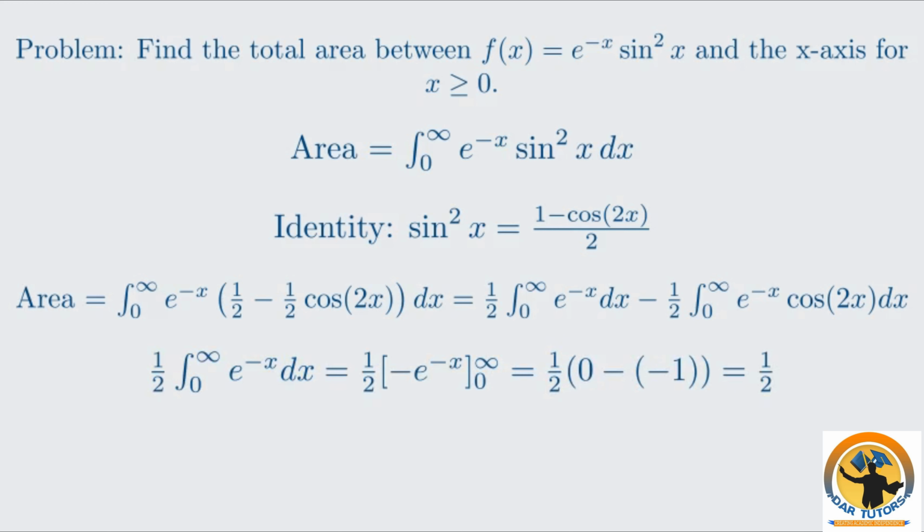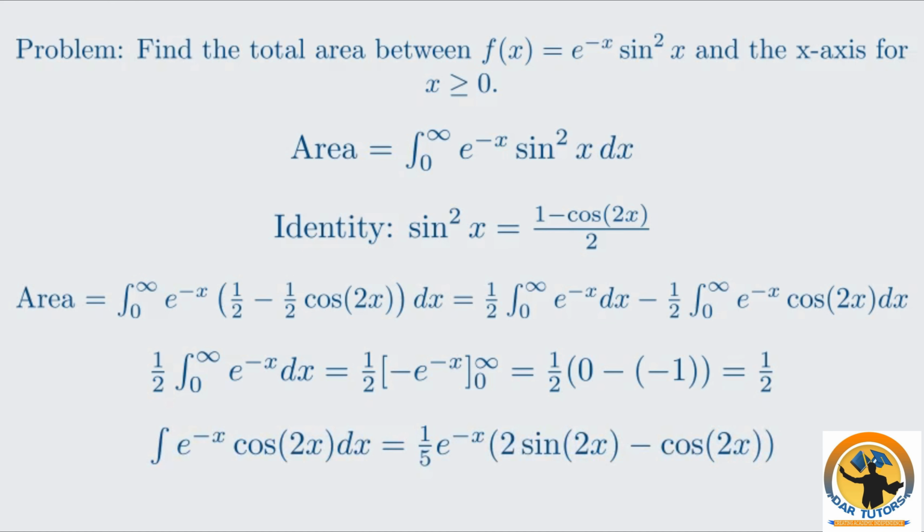The second part, the integral of e to the negative x cosine 2x, requires integration by parts twice. This is a standard technique for integrals of this form. After 2 applications of integration by parts, you'll find that the integral is equal to 1/5. The details are a bit long for this video, but you can work them out on your own.